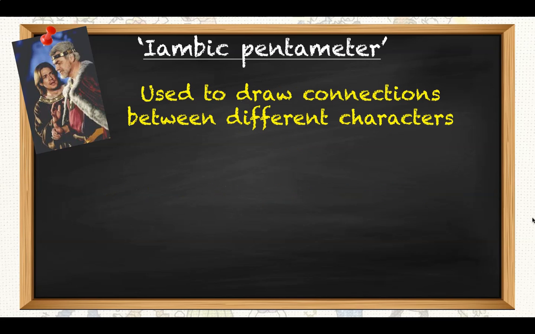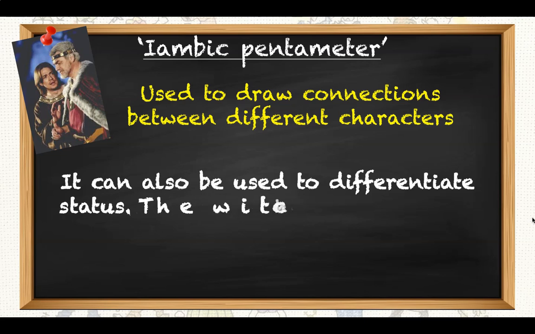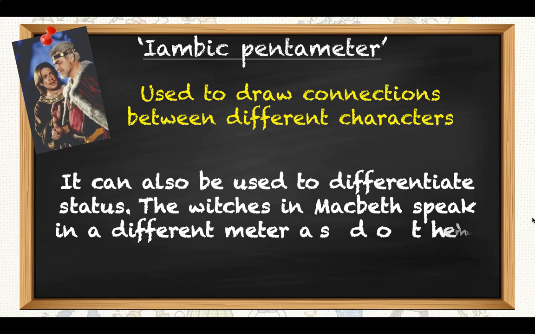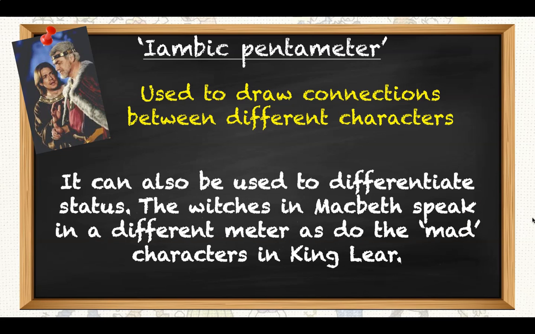Shakespeare often does this to draw a connection between different characters, to show their closeness either in personal relationship or status. You notice as well that the mad characters, Edgar in disguise, Lear himself when he goes mad, and the fool, don't speak in iambic pentameter, and neither does Kent when he disguises himself as low-born. It was reserved only for the high-born characters in Shakespeare's plays.